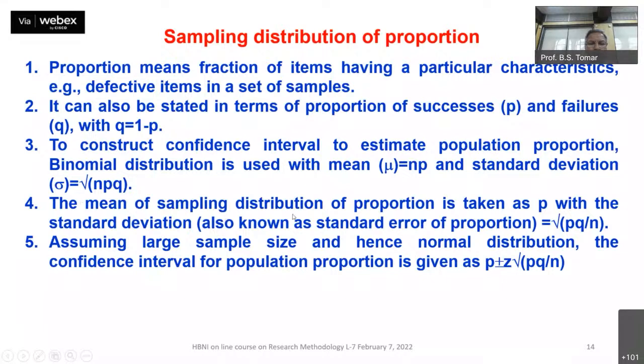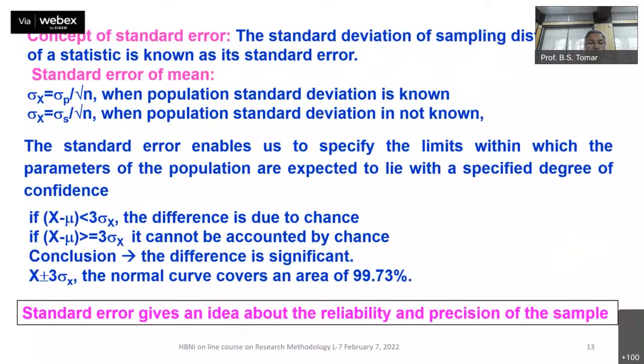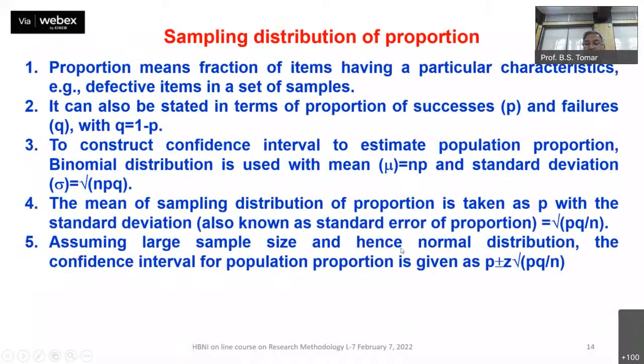The mean of the sampling distribution of proportion is taken as P, with the standard deviation, also known as the standard error of proportion, root PQ by N. So we said that the standard error of the mean was sigma by root N; in this distribution, it is sigma P by root N, or sigma S by root N. Here we say sigma is the square root of PQ, divided by root N. So that will become root PQ by N. That is the standard deviation, which we call the standard error of proportion.